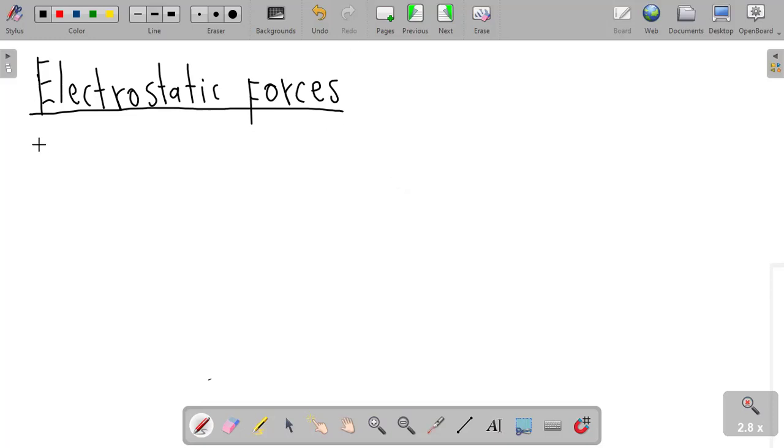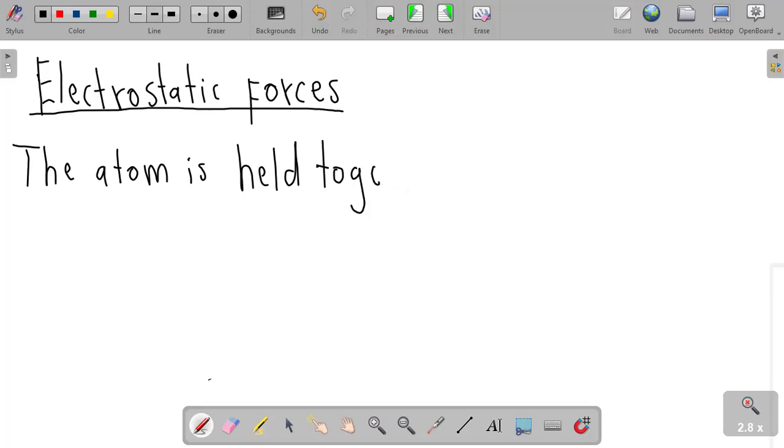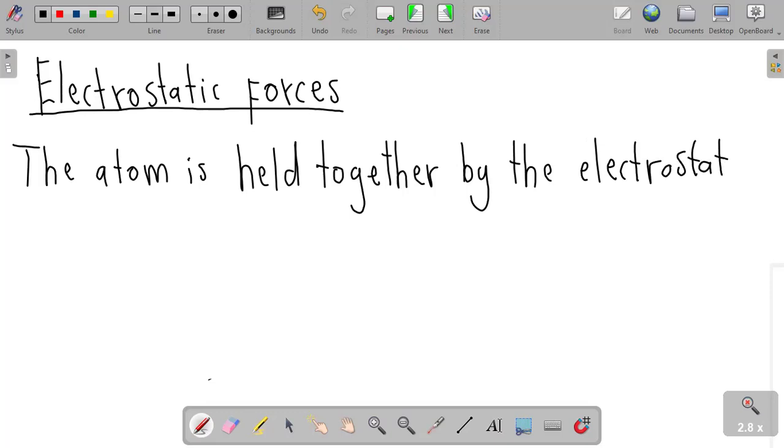So, okay, what are we saying here? The atom is held together by the electrostatic forces of attraction between a positively charged nucleus and negatively charged electrons.